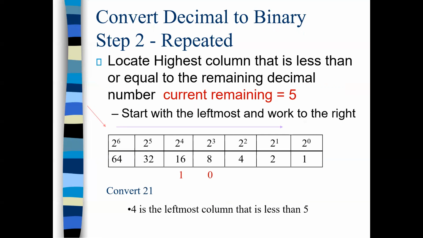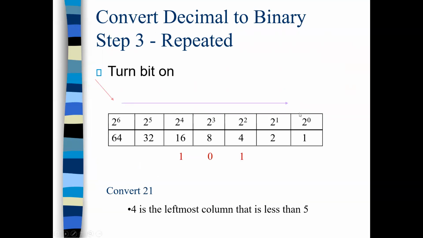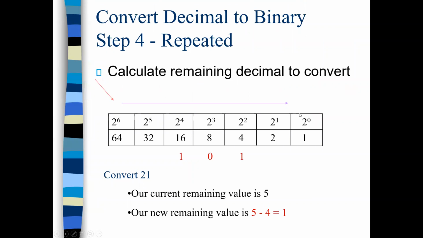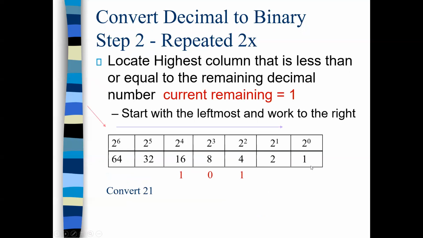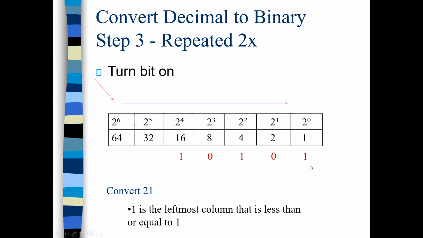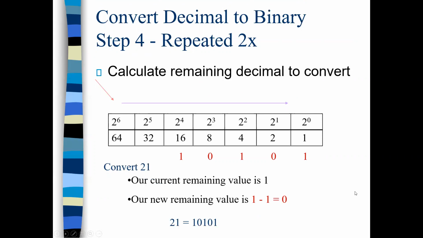Does 4 go into 5? Yes, so I could turn on my 4-bit and subtract 4 from what I have left to convert, telling me I only have 1 left, so I would know my 2-bit should be 0 and my 1-bit would be 1 or on. Does that make sense? So decimal number 21 is equivalent to the binary number 10101. Now let's try another one.